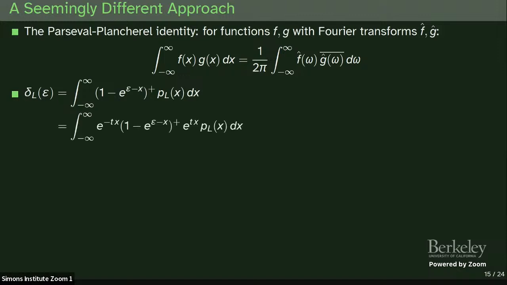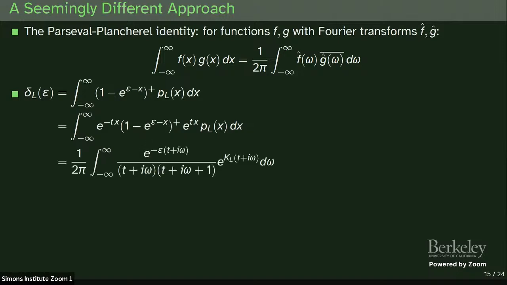Let's do the exponential tilting thing. All that means is I multiply by e to the tx and then e to the minus tx. And then these are my two functions. The stuff over here is going to be like f, and the stuff over here is going to be like g. I apply Parseval-Plancherel, and I get this. This stuff is essentially the Fourier transform of this, and this thing involving the cumulant generating function evaluated at this complex argument is the cumulant generating function of this. So the tilting parameter t is in there still.